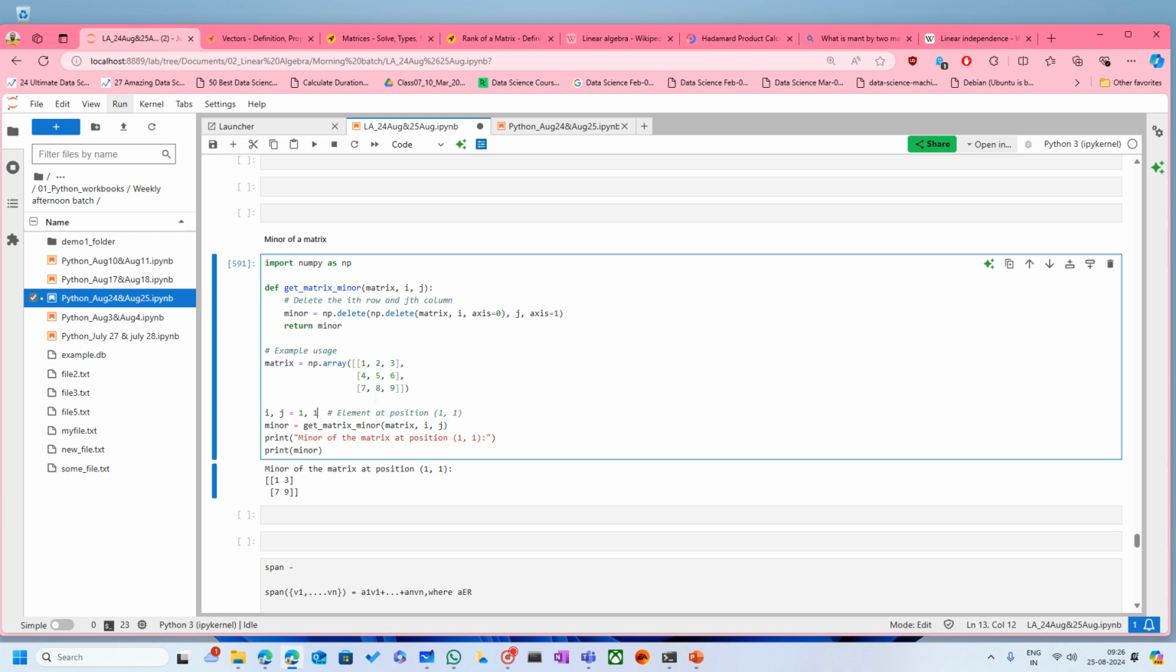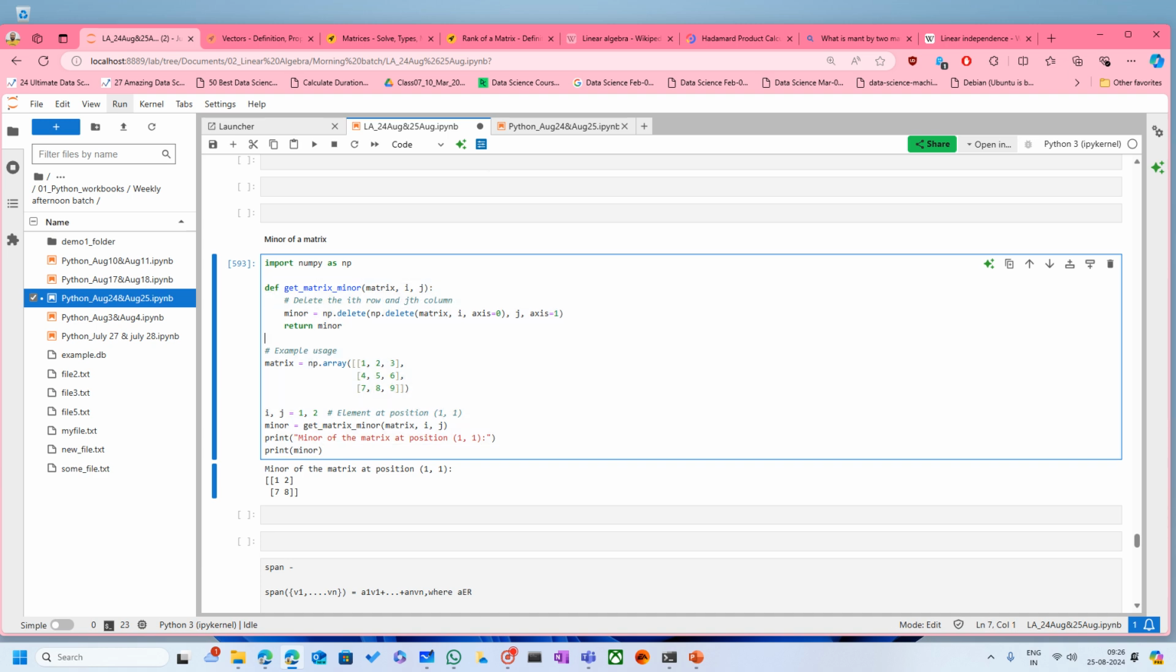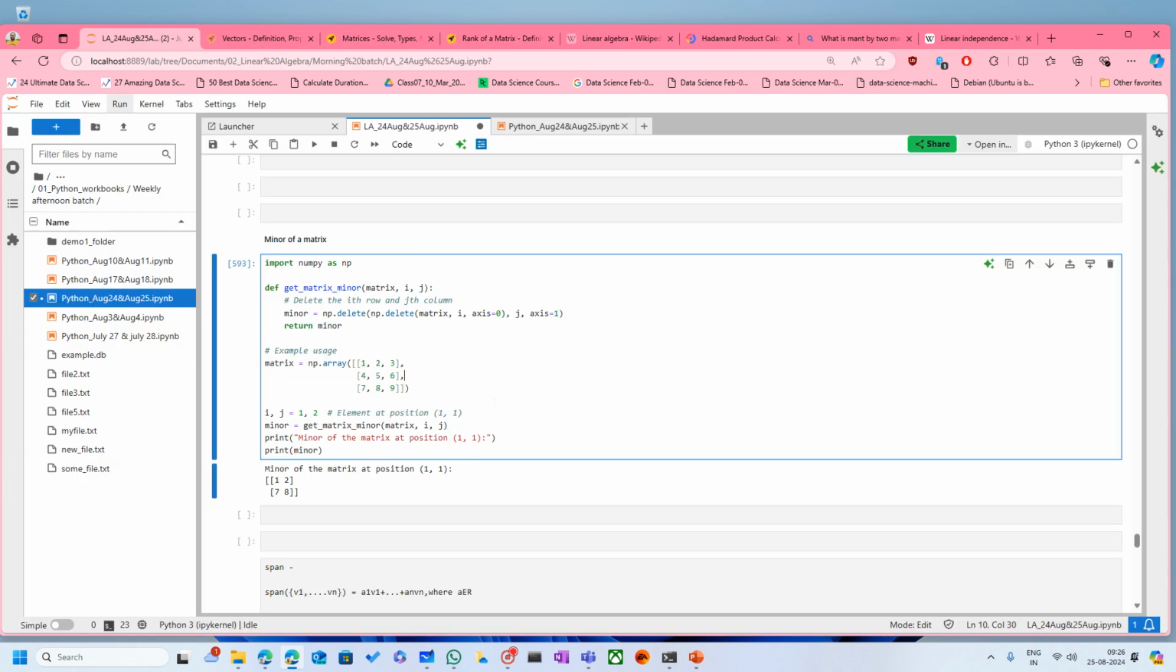1 comma 2, first row, second column 2. Okay, for 2 it has to give 137 1278. Okay, maybe there is some issue with the logic, but as you saw here. No, no, there is not. No, no, the issue is not with the logic.